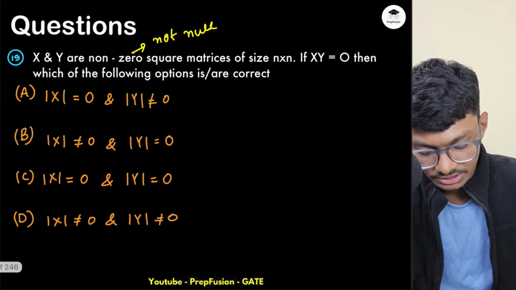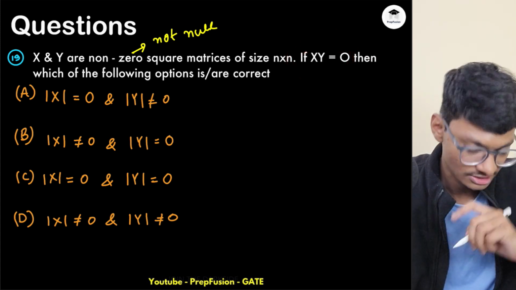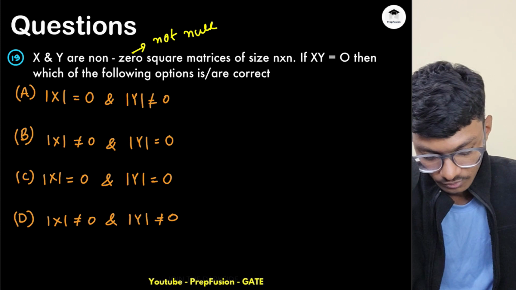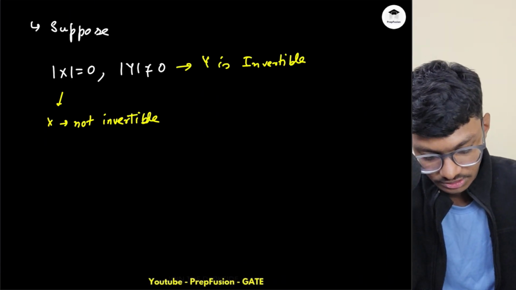Okay, so let me start with this relationship. They are telling us that this is a valid relationship, that x times y has to be equal to 0. This has to be valid. And if this is valid, then let's start from this relationship.